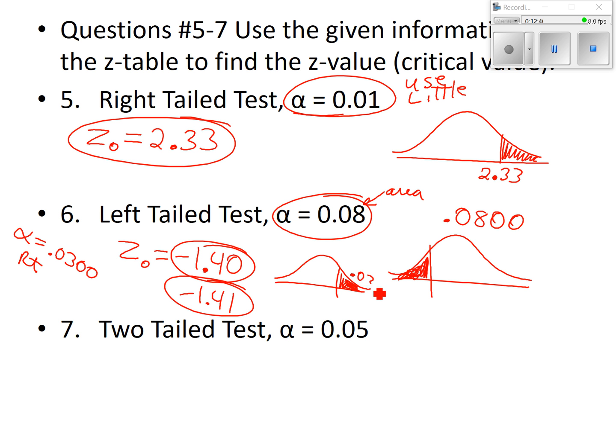But remember, your chart tells you everything to the left. So when we look up this number, it's not going to be 0.03 that we're looking up. It's going to be, how much is the whole graph? 1. So it's going to be 1 minus 0.03. What is 1 minus 0.03? 0.97. So on your graph, which page is this going to be on? That's going to be on the second because it's going to be a positive. So we want what's close to 0.9700, whatever's the closest.